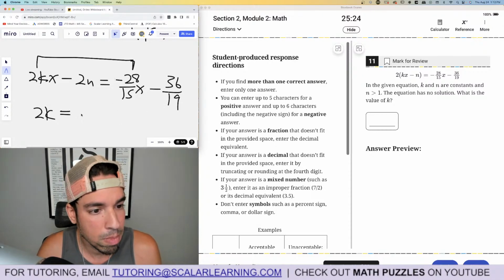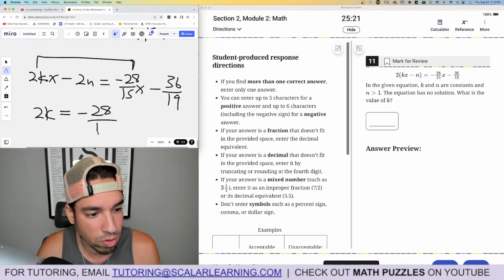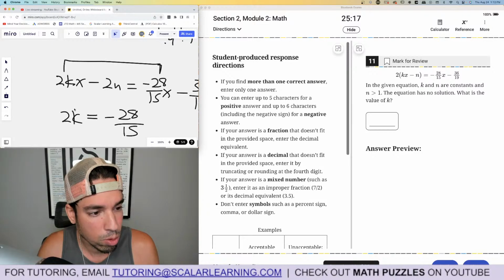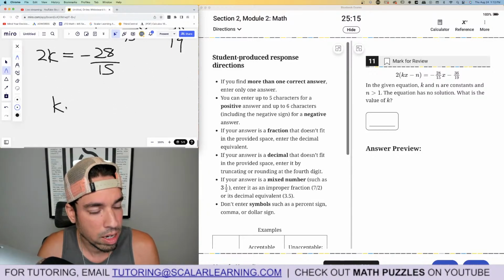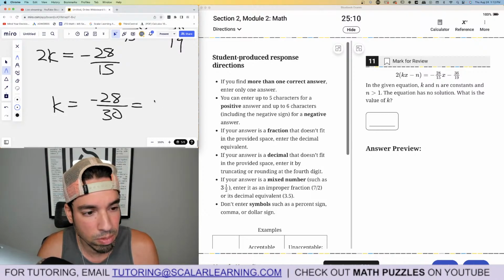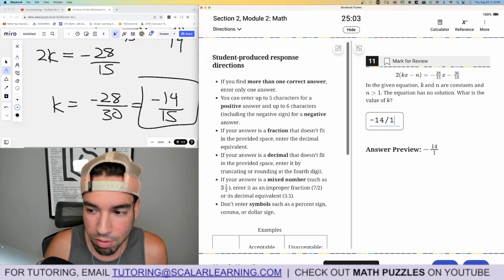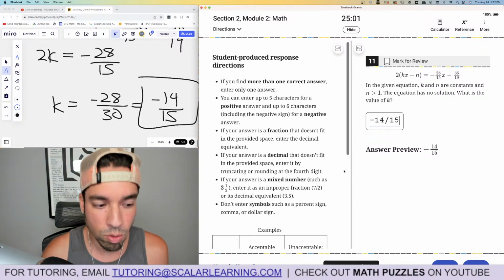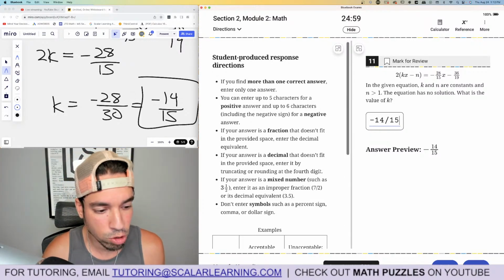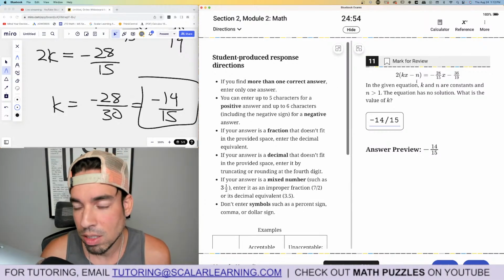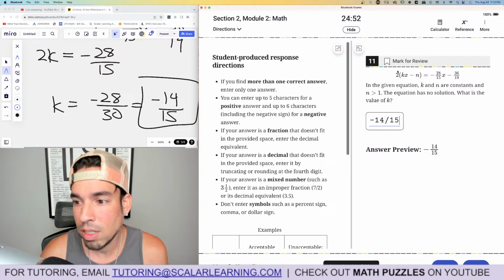They just want to know k. So 2k must equal negative 28 over 15. Now we can solve for k. I'm going to divide by 2, aka multiply by 1/2. So k equals negative 28 over 30. To simplify, negative 14 over 15 is the answer. And remember, on this test you can have negative answers in the free response. On the US version, you cannot. So if you have a negative on the free response in the US paper version, you know something's wrong. Okay, negative 14/15. Yeah, that works.